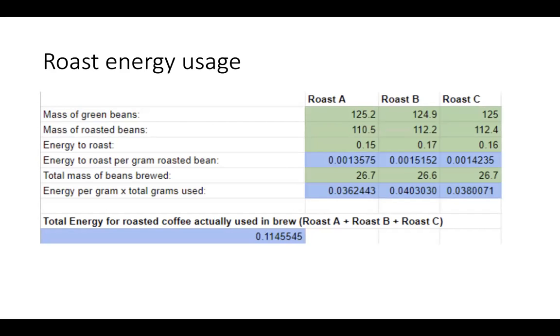Okay, we'll move on to energy usage. Here we're going to look at the roast process energy usage. For our final project, we had to do 3 roasts, and here we have the mass of the green beans, the mass of roasted beans, and the energy to roast. Combined, we get 0.114 kilowatt hour energy use.